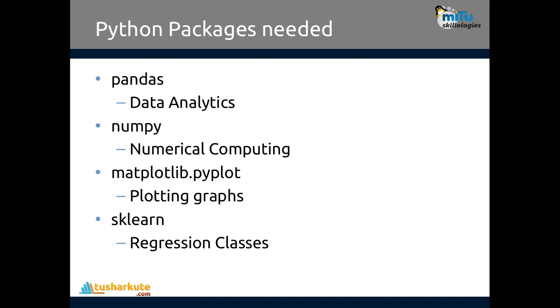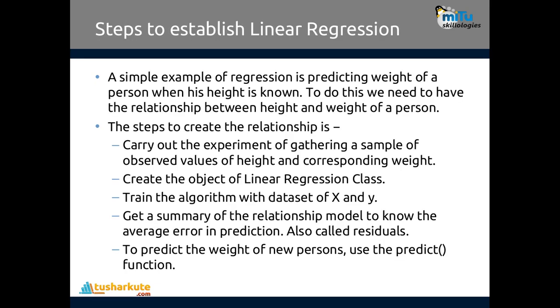Okay, let's take a simple example first. A simple example of regression is predicting the weight of a person when the height is known. Let's understand the concept first. You might know that the height and weight of a person are proportional to each other. It means that weight changes according to height changes, but not vice versa.